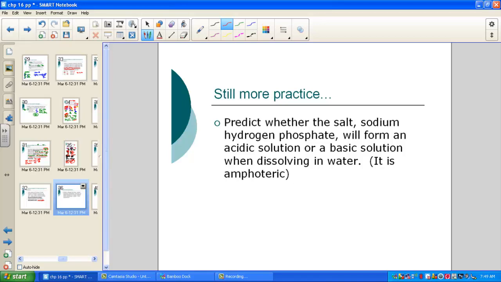Still more practice. Staying with me. Predict whether the salt, sodium hydrogen phosphate, will form an acidic solution or a basic solution when dissolving in water. It is amphoteric. It can go either way, can it?